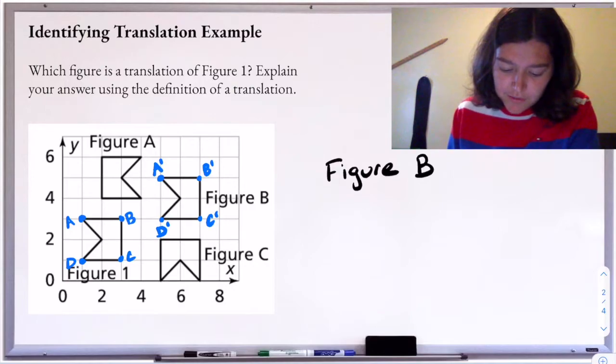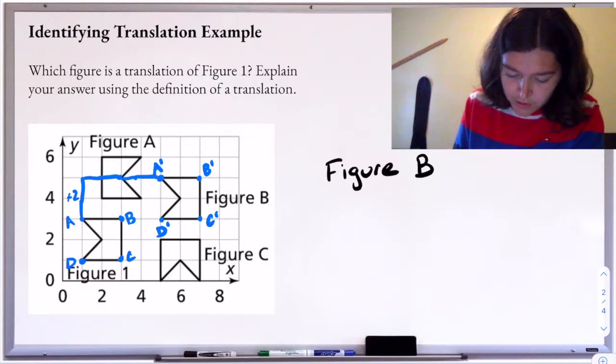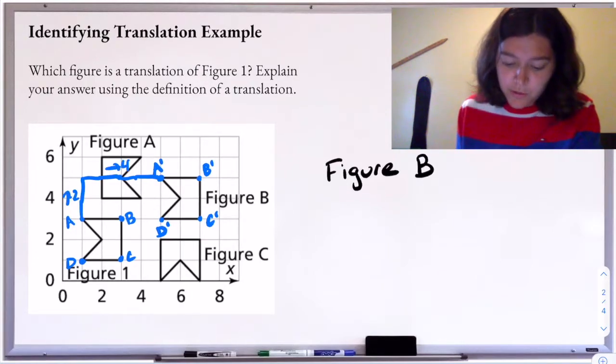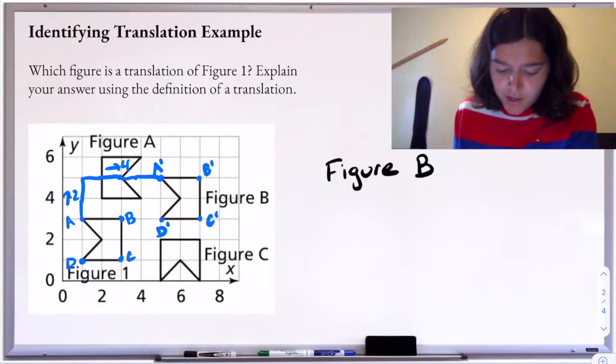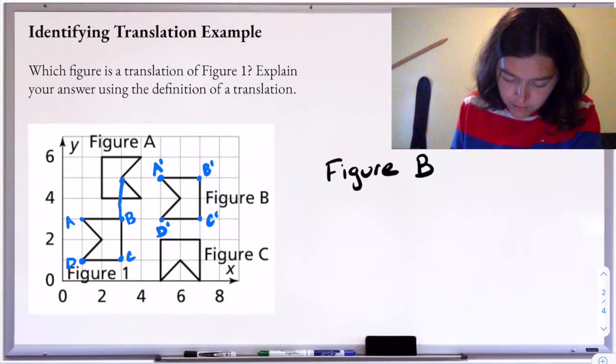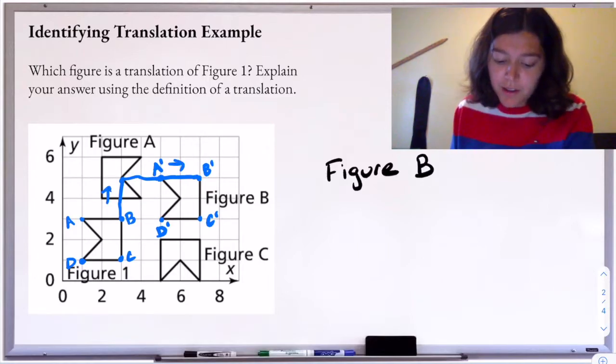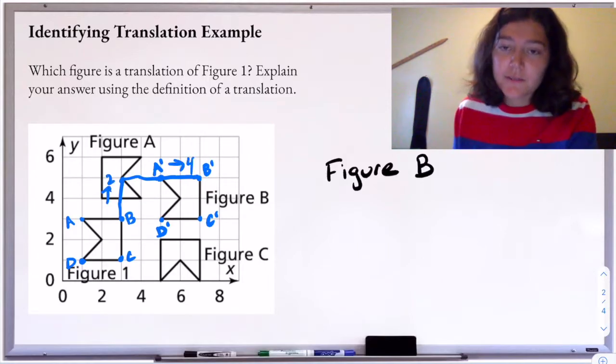So how do I get from A to A prime? First I have to go up 1, 2, and then I need to go right 1, 2, 3, 4. Okay, so I'm going up 2 and then to the right 4 for point A. Now let's see what happens when I do that for B and B prime. I go up 1, 2, and then right 1, 2, 3, 4. So again, to get from B to B prime, I had to go up 2 and right 4.